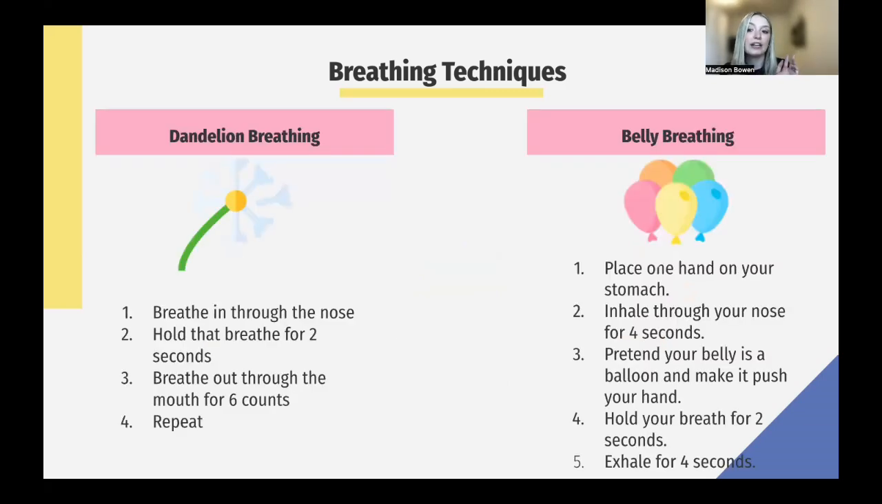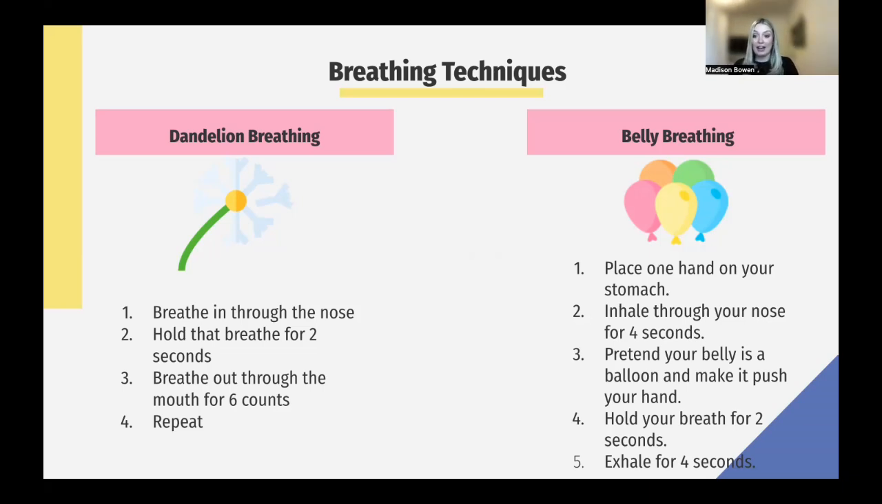So I have included in this PowerPoint two different examples of breathing that you can use with your child. One is for a younger child and one can be for an older child. We have dandelion breathing, and this works by picturing that you have just picked a dandelion from the grass. You breathe in through your nose for 6 counts, hold it for 2 seconds, and breathe out of the mouth for 6 counts, imagining that you are blowing all the seeds of the dandelion away. Next is belly breathing.